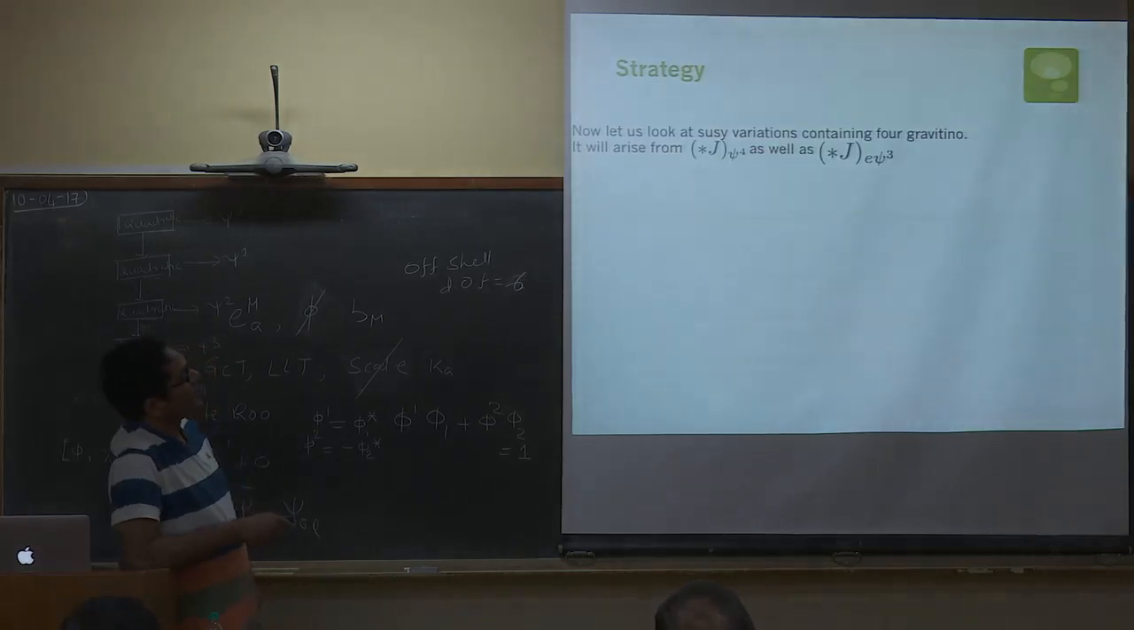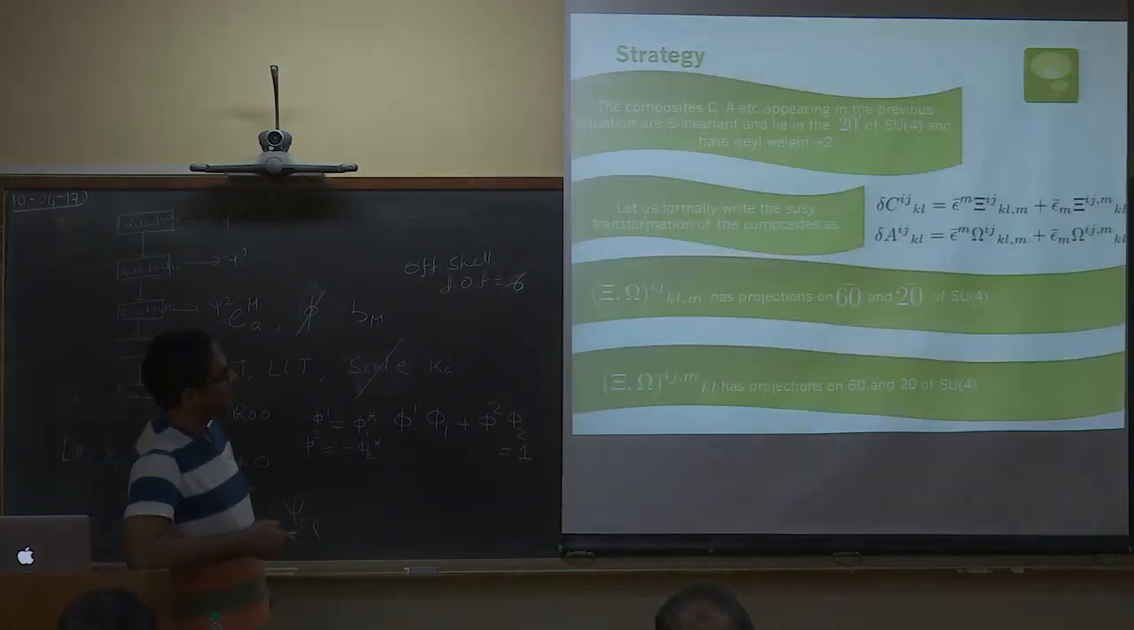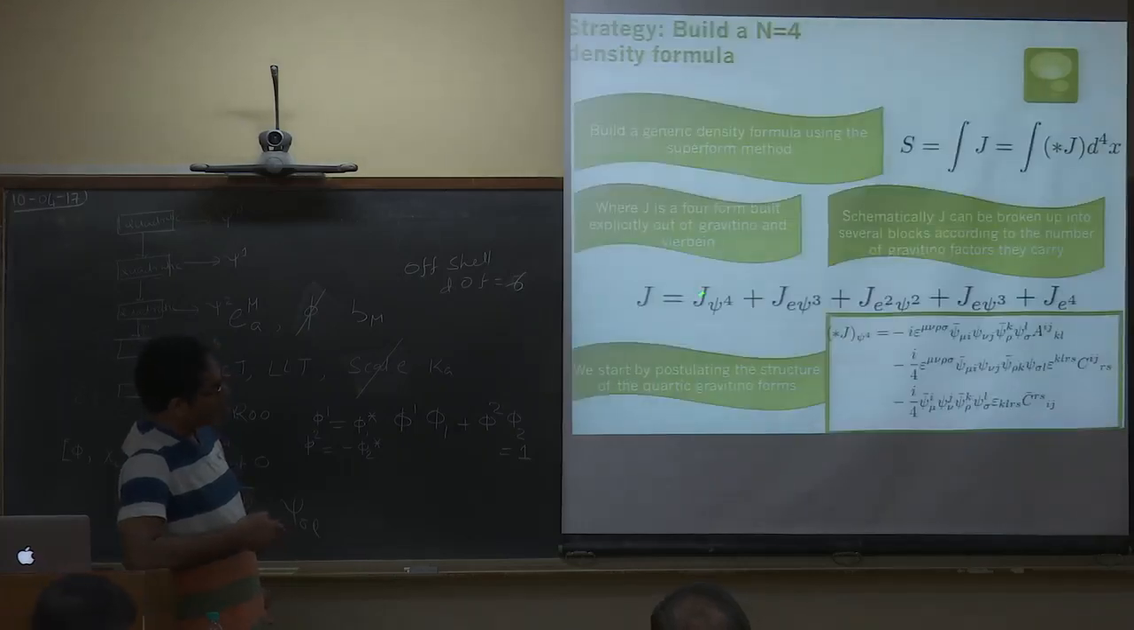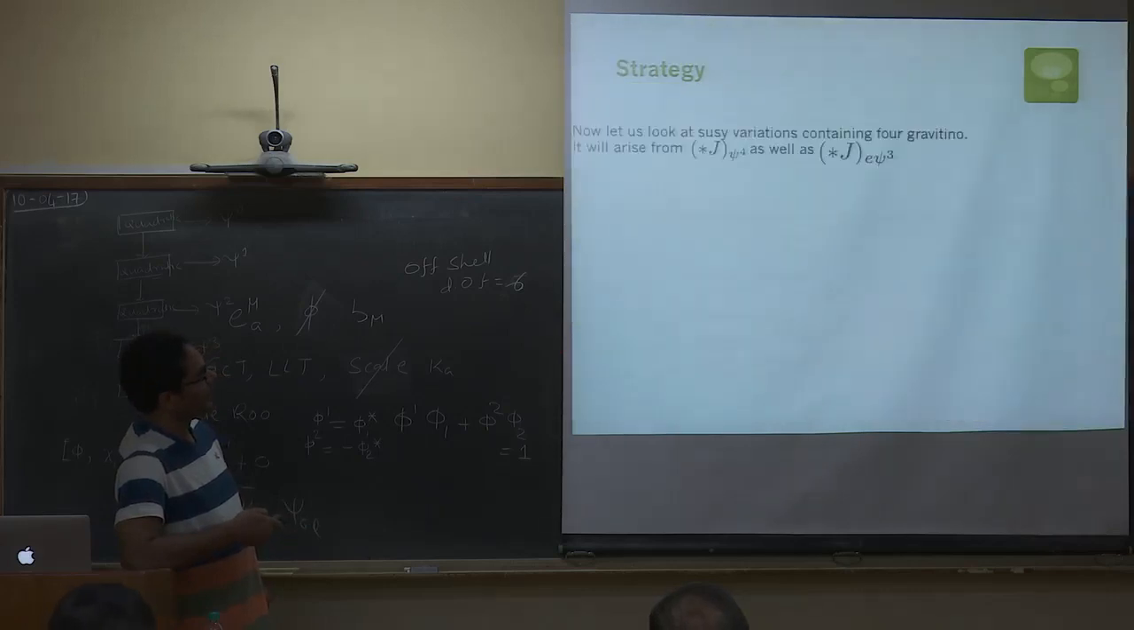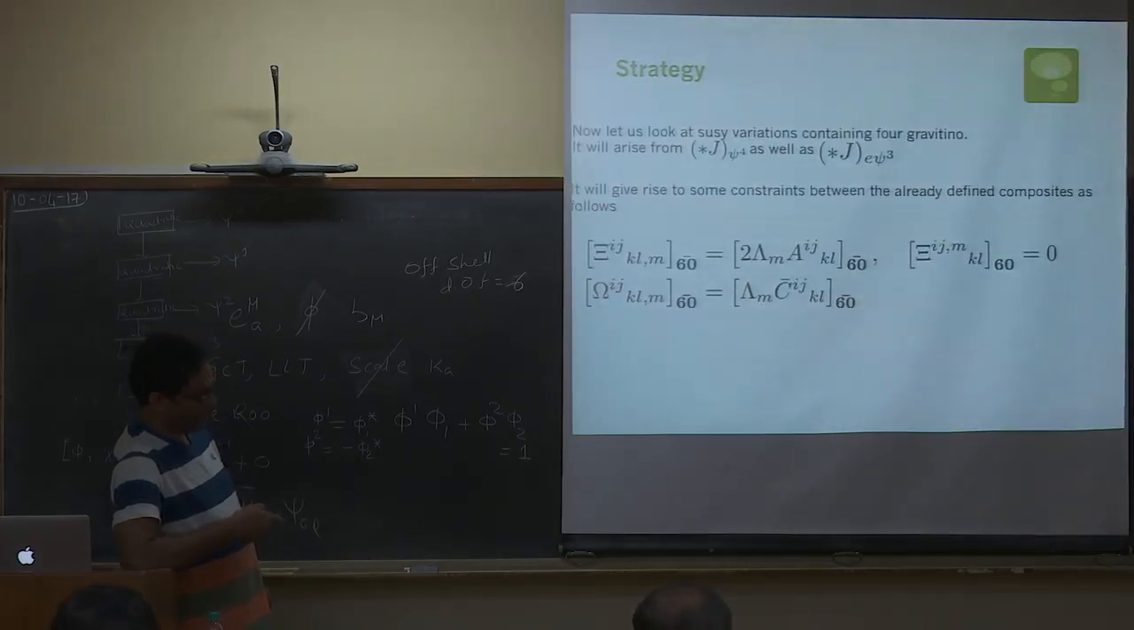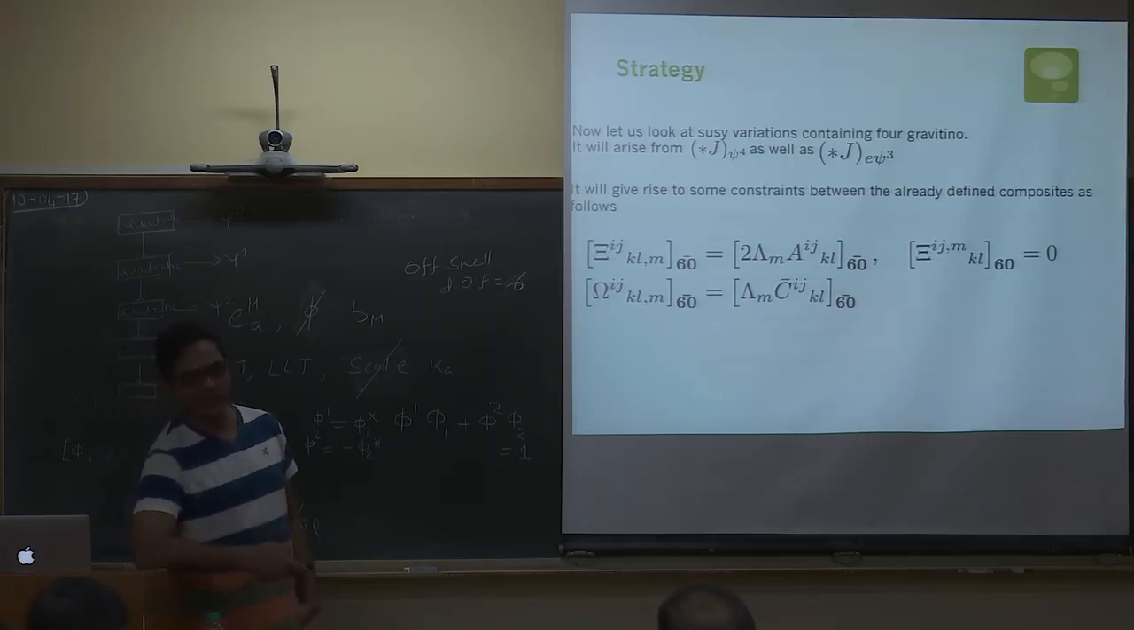And now we want to look at SUSY variations containing 4 gravitino. SUSY variation of the full action containing 4 gravitino. That will come from the supersymmetry transformation of this as well as supersymmetry transformation of this, because supersymmetry transformation of Weyl also gives us a gravitino. So when we do that, we'll get a bunch of constraints between the already defined composites. If we take the 60 bar projection of the xi and omega, that will be related to the A and C that appeared before in the 60 bar along with the lambda. Lambda is a Weyl multiplet field, and the 60 projection of this xi will be 0. So this constraint will come once you start cancelling supersymmetry variation of the full action containing 4 gravitino.